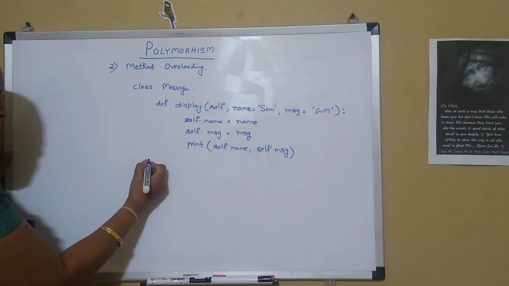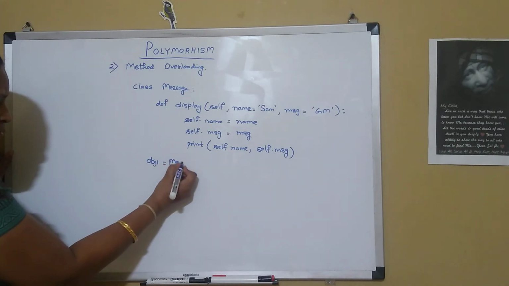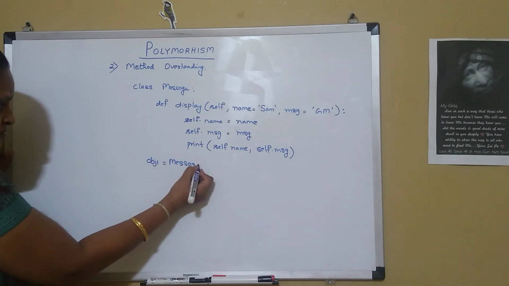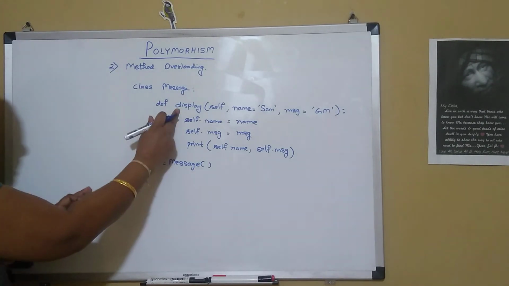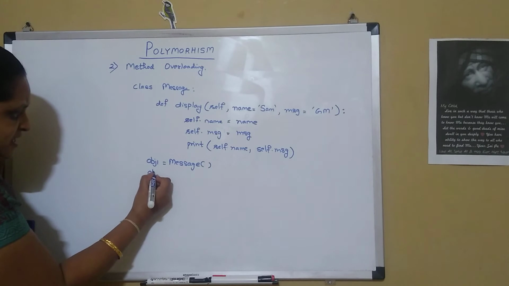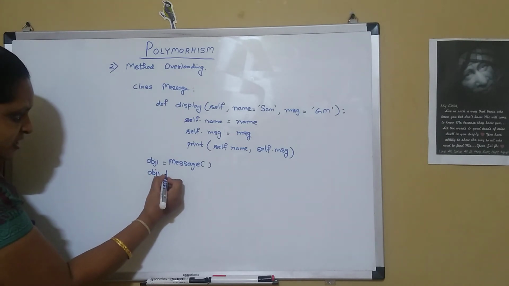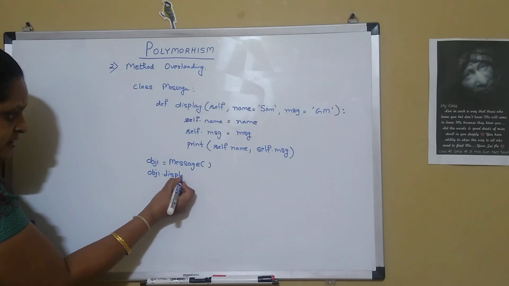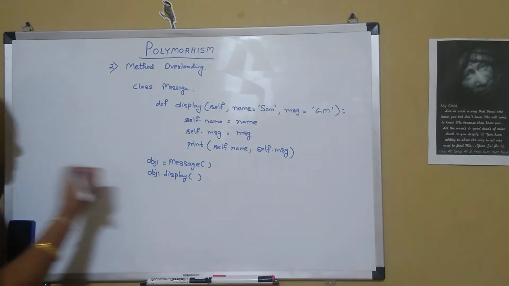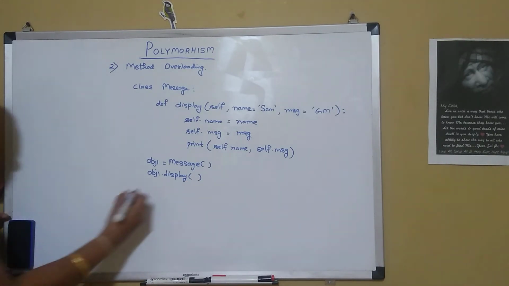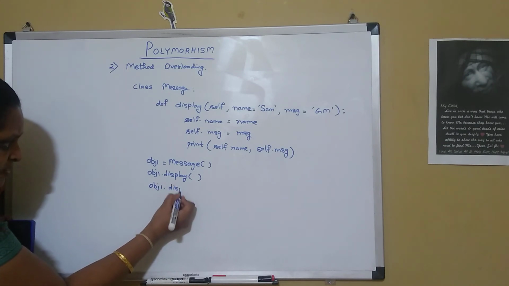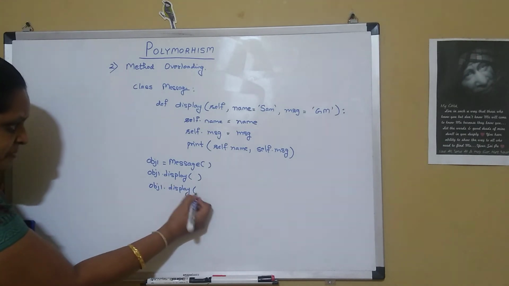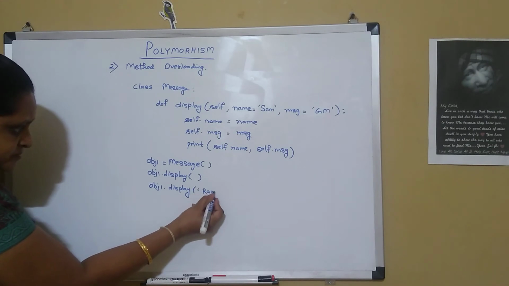Now let me create an object for this particular class called obj1 equal to message with the class constructor. And now let me access this method. Let me say obj1 dot display, which is not passing any parameters in the first case. And let me call the same display method by passing one parameter, which is Ram.